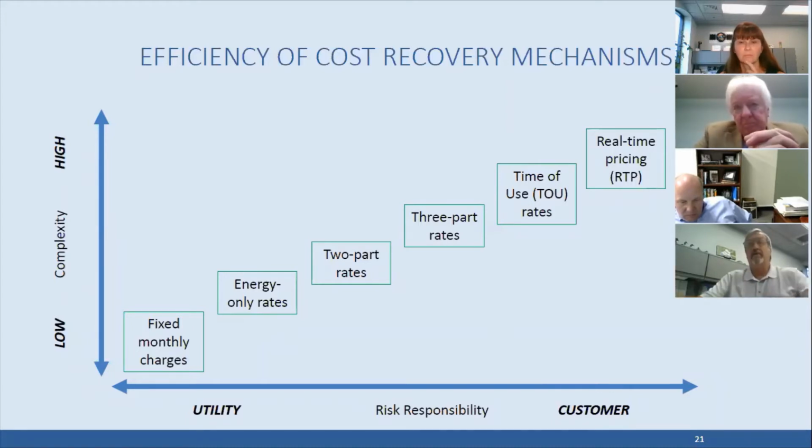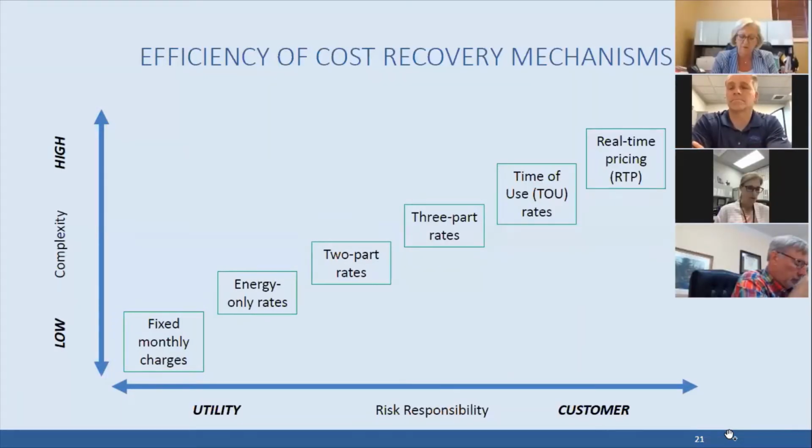The next one is energy only. This is sort of a pay-as-you-go. It's again maybe a little bit more complex, but it's a little bit more efficient, because now you're collecting the right amount of money, or you're collecting money more in proportion to usage.